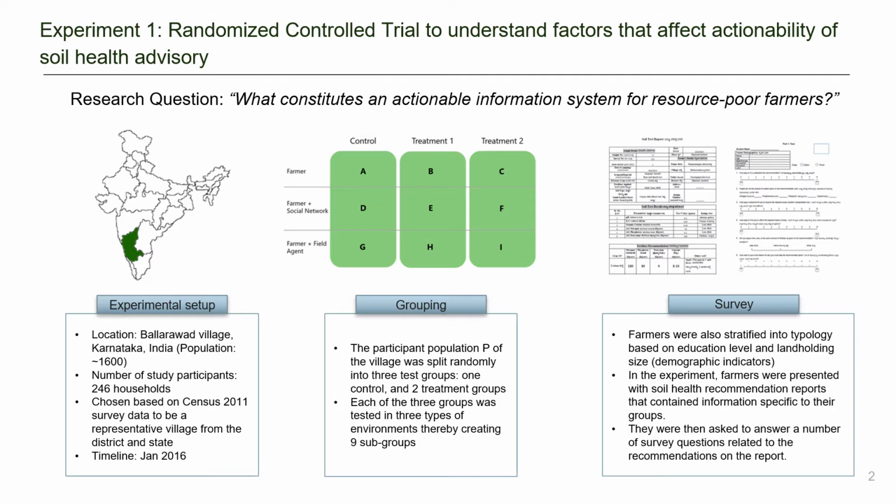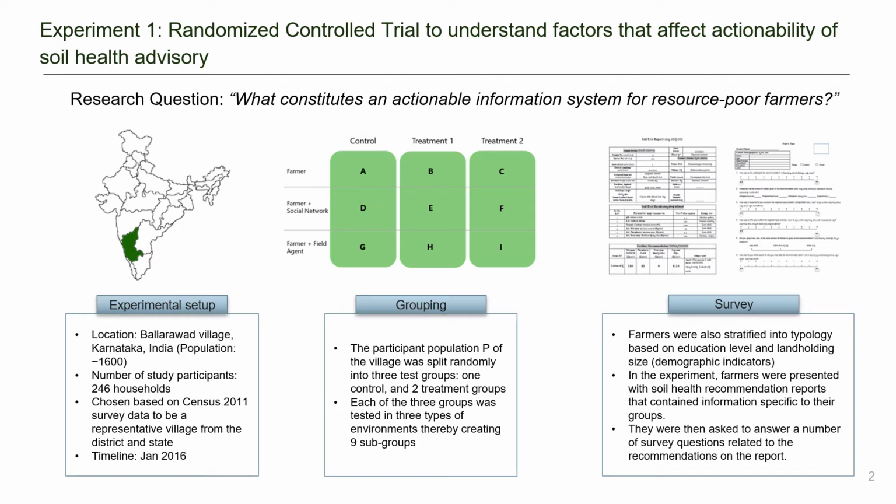As a first step, demographics were manually collected for each of the 246 households that participated in the study. This information was used to perform stratified sampling by typology in each of the 9 test groups. The participating households were first divided into 3 test groups for the experiment, a control and 2 treatment groups. The control group were provided with a basic soil health recommendation modeled on the current format provided by government soil testing labs in India. These reports just state the soil test result and what remedial action to take.